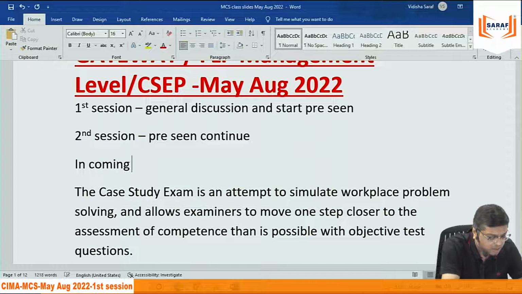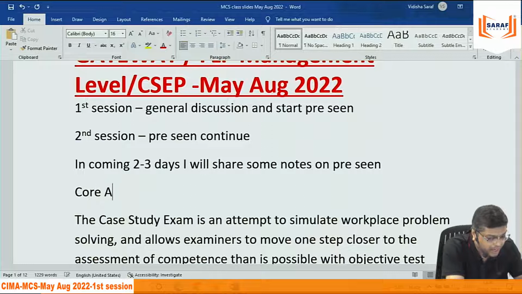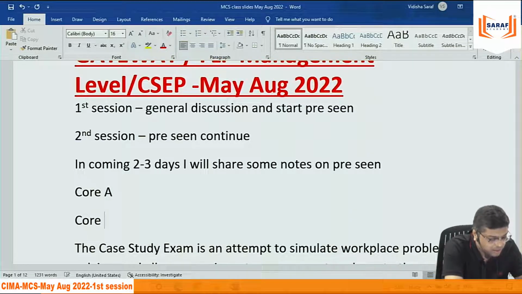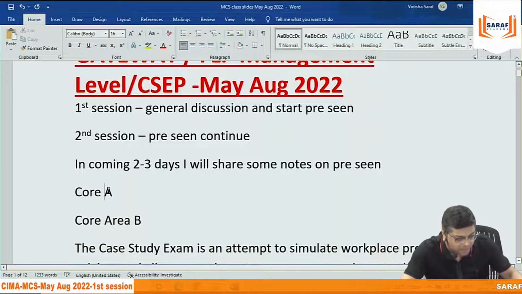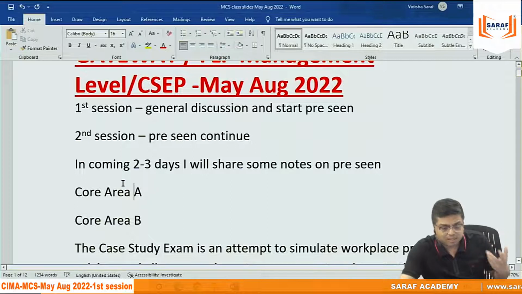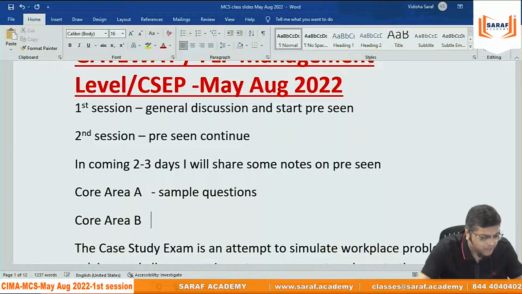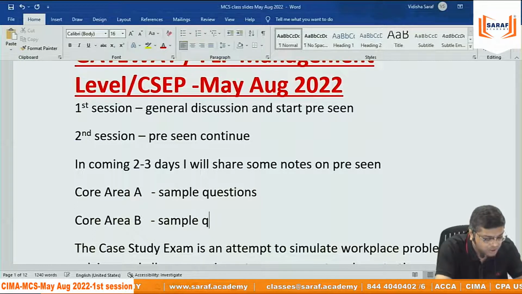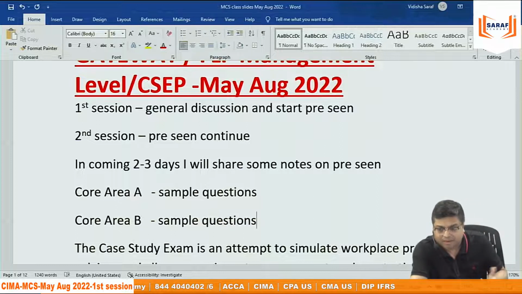In the coming 2-3 days, I will share some notes on pre-seen, core area A, core area B. Understand, I have not taught core area A and B. I am not going to discuss core area B in the class. But I will be sharing core area A some sample questions, core area B some sample questions, which are, you can say, not exactly exam standard. They are slightly lower than exam standard. But why? At least we need to get some feel relating to core area A and B.